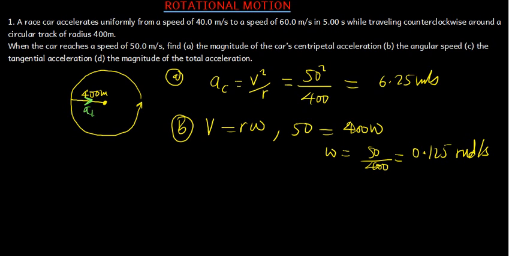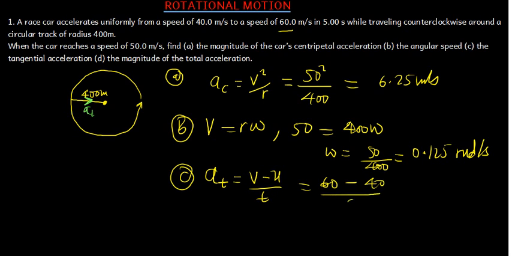And then part C, we want to calculate the tangential acceleration. Well, tangential acceleration, which is also referred to as linear acceleration, is simply final velocity minus initial velocity divided by the time. Final velocity, as we can see here, is 60, it was moving from 40, and it changed this speed in 5 seconds. 60 minus 40 is 20. 20 over 5 is 4 meters per second squared.